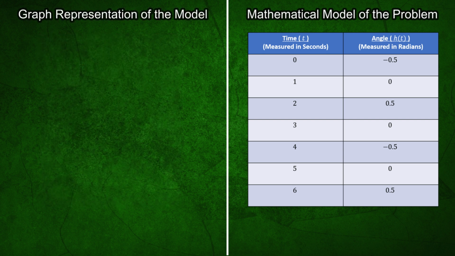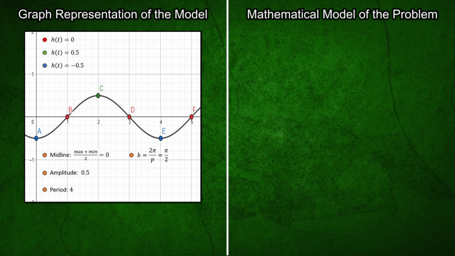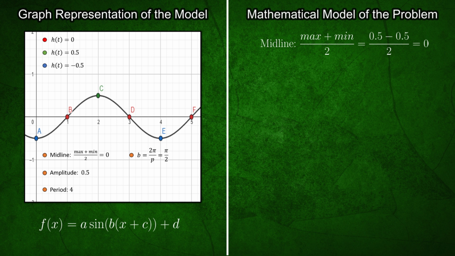Now, h of t describes a sinusoidal function if we see it in the following way, using the graph of a function. By checking that graph, we can notice that the midline is equal to 0 because it represents the average between the maxima and the minima. Now, the amplitude, the distance from the midline to either the maxima or minima, is equal to 0.5.